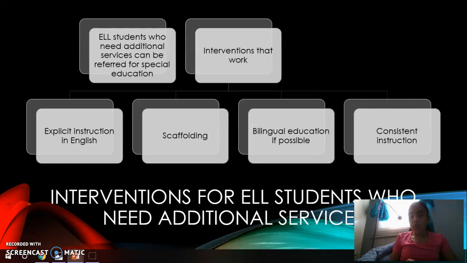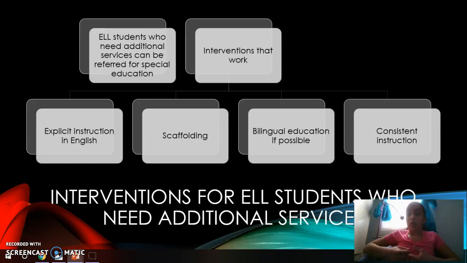Using scaffolding is very important too, so that we can guide students towards more and more independent learning. And if at all possible, bilingual education is always a good idea, although sometimes this is not possible given the wide range of languages spoken by ELL students.